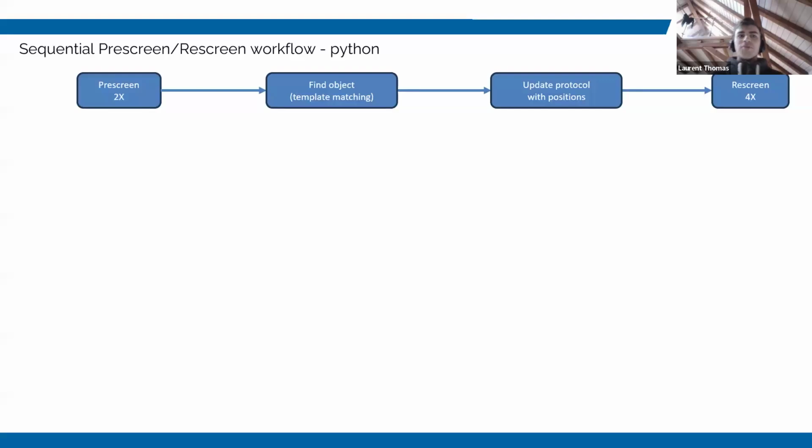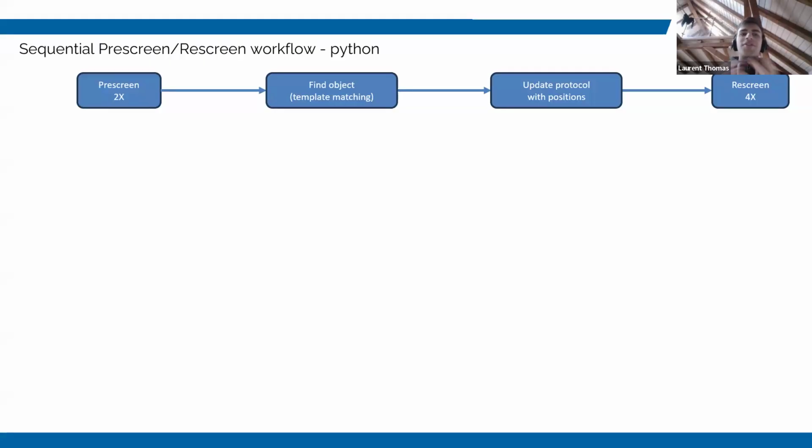For the Prescreen rescreen workflow that I'm going to show you, the way we are doing it here is we start with an overview experiment where we image the full well for each well of the plate. So these Medaka are in a 96 well plate. There is one Medaka embryo per well. There could be more actually.